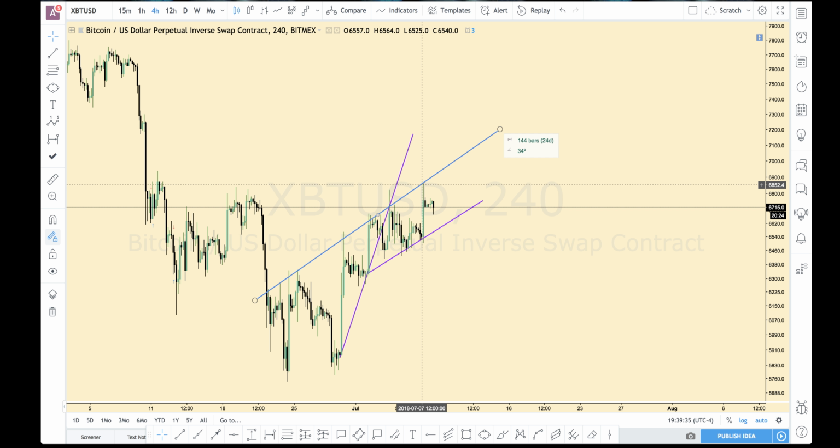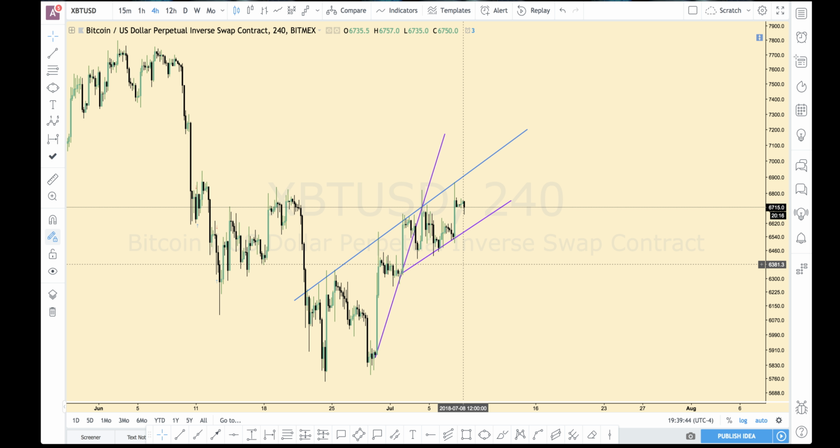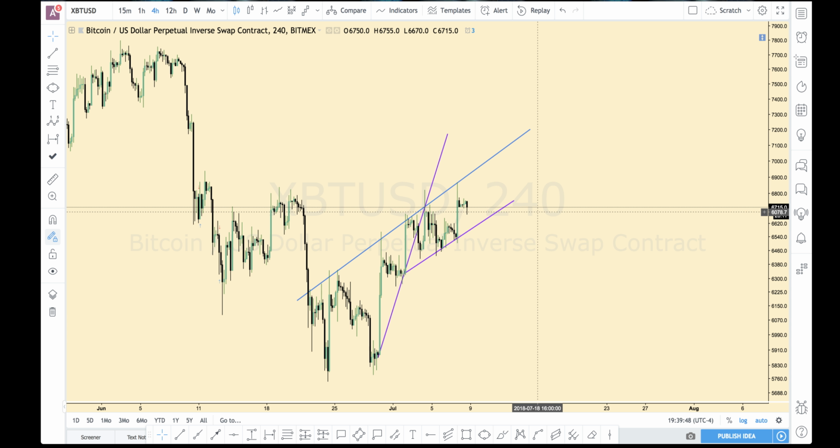Again, it just doesn't look like bulls are just going to completely rip through this resistance. It looks more likely that bears are going to break this support, just based on volume. But we'll see how things work. That's pretty much all there is.